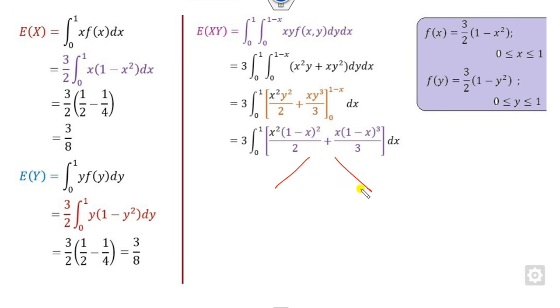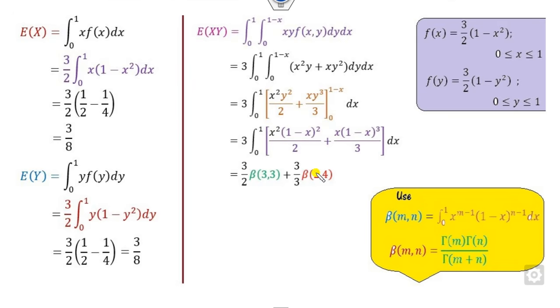Now how can you solve that? Again, there are two methods. You can consider x into 1 minus x whole square as common, so you will get x by 2 plus 1 minus x by 3. Now you can simplify it and then open this bracket and so on. Otherwise, you can simply see that this, from 0 to 1, is a beta function.